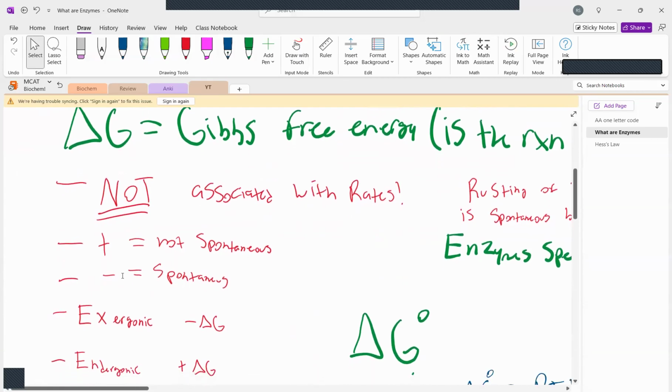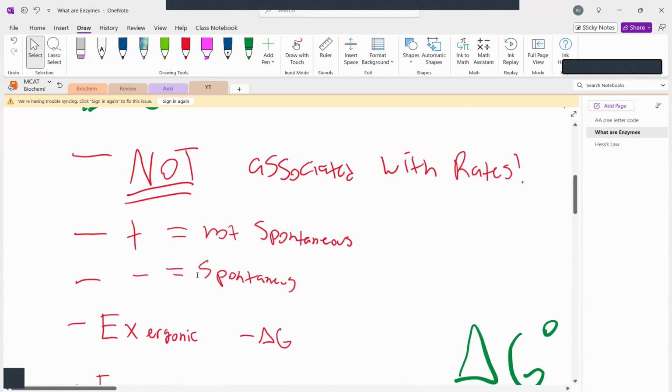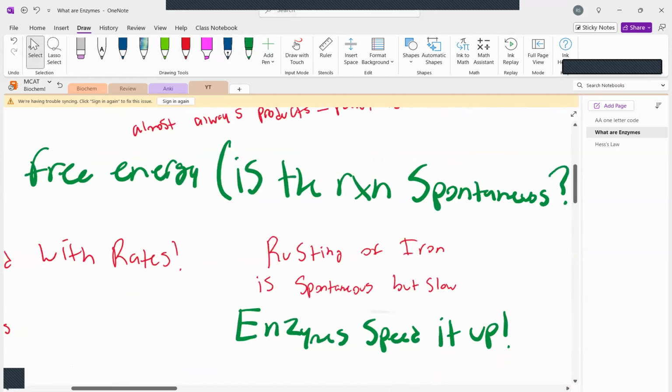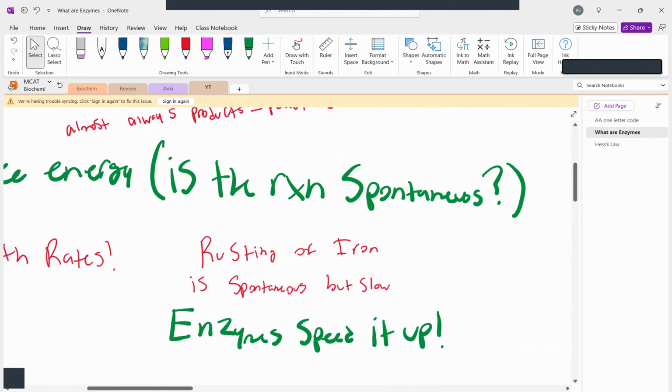So if something has a positive delta G, that means it's not spontaneous. That's really important, since you would think it'd be the opposite, but for whatever reason, it's not. And if something has a negative delta G, it's spontaneous. So that means that it's going to happen, but as I said earlier, it doesn't necessarily tell you the time period, like whether or not it's going to happen quickly.